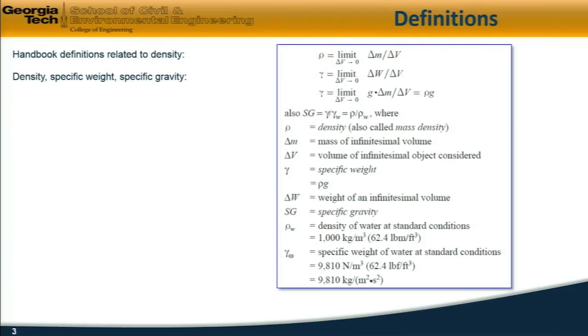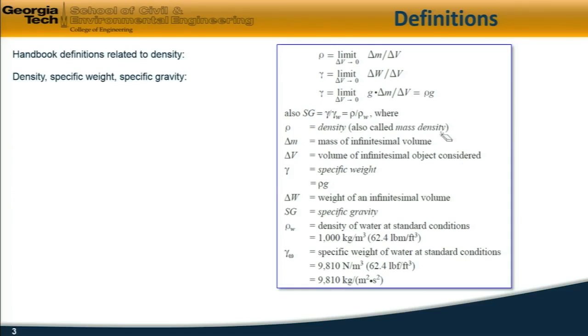A closely related property is the specific weight, which we normally denote by the Greek letter gamma, where gamma is the weight per unit volume, delta w over delta v. And a final related property is the specific gravity, which doesn't have a specific symbol associated with it. We usually express it as Sg, and the specific gravity is defined as the weight of the fluid divided by the specific weight of water, or the density of the fluid divided by the density of water, where the properties of water are taken under typical standard conditions of temperature and pressure.